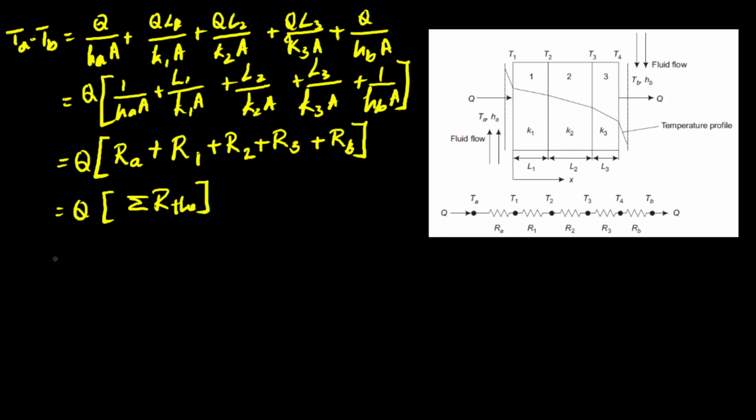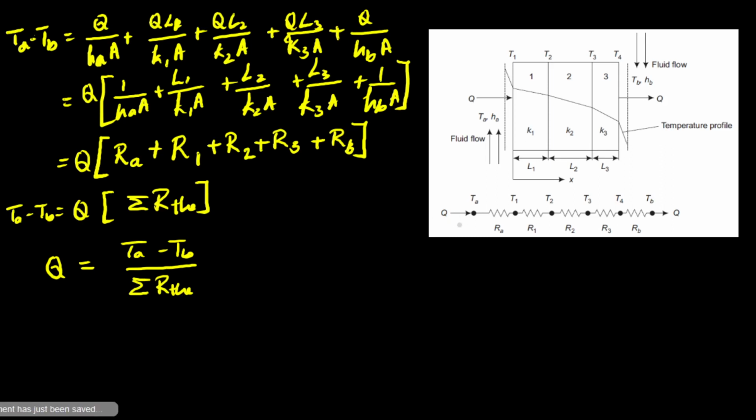Now I rearrange the terms, I need Q, so Q can be written as TA minus TB divided by the summation of thermal resistances which are involved in the process. So if we don't have convection over here, then we will not consider that. So whatever is present here needs to be added, and that is what this circuit shows.